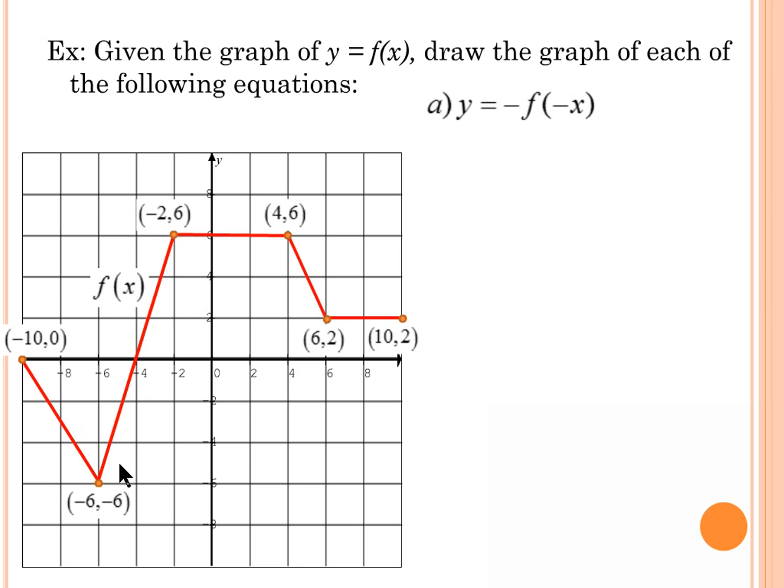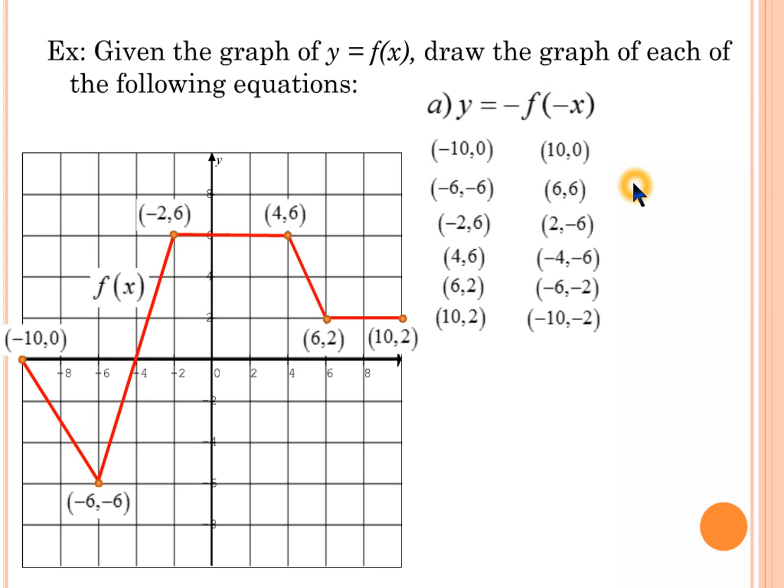All right, so here's my original function, and let's write down these coordinates, all the good points: negative 10, 0; negative 6, 6; negative 2, 6; 4, 6; 6, 2; and 10, 2. These are all the points on my red graph. Once I apply both of these transformations, all my y values will change signs, and all my x values will also change signs. So let's take a look here. If I apply this transformation to this coordinate right here, I go from negative 6 times a negative sign, and I get positive 6. And if I take this negative 6 and multiply by this negative value there, I get positive 6.